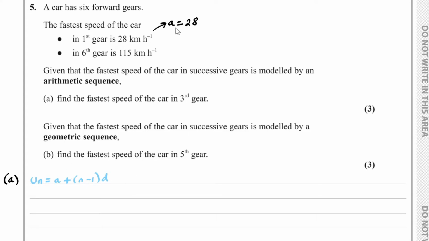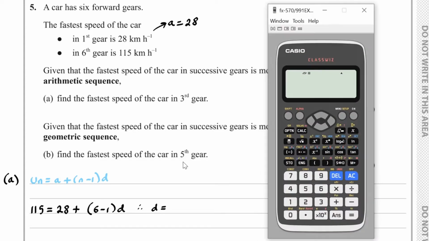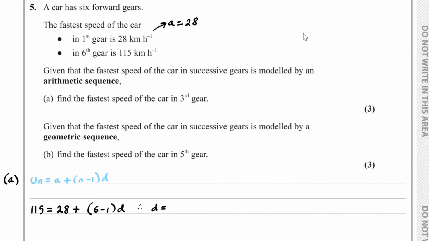So we have 115 is equal to a, that's 28, plus (n minus 1) lots of d, so here we have (6 minus 1) lots of d. So from this we can find out what d is. So we have 115 minus 28, and then if we divide this by 5, we see that d is equal to 17.4.